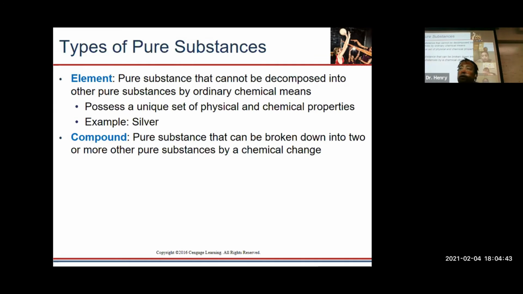Okay, so let's talk about elements and compounds. An element is basically a pure substance that can't be broken down into anything else. So you've broken it down as far as it can possibly go. So for instance, if we just have carbon, the chemical symbol for carbon is C. So if we just have carbon, that's an element, okay?